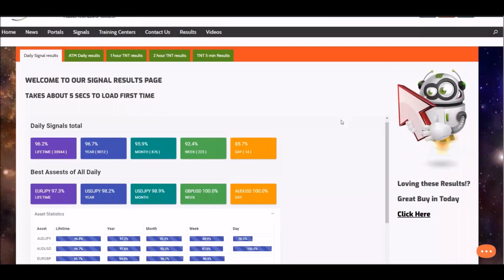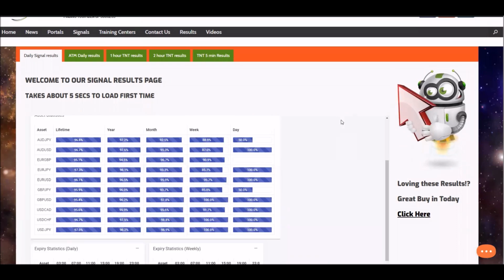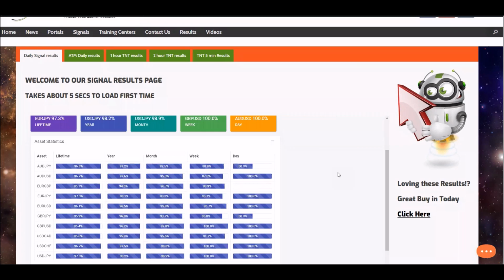Okay, moving straight on, here we go. So far for the last 24 hours, only one hasn't fired off, but the rest are looking pretty damn good. Last 7 days, nothing below 85% for the statistics, and that would be the Great British Pound JPY. And for the month, which is the last 30 days, everything is well into the 90% for the asset statistics. And again, I would expect nothing less for our daily signals.